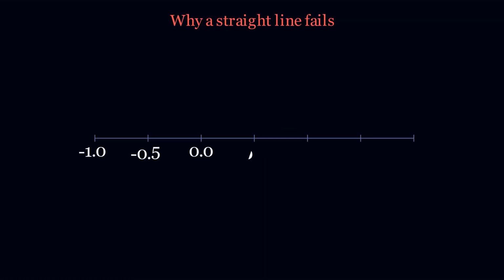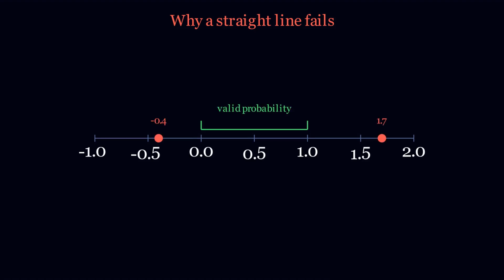Here's the problem. A straight line can produce any number. Give it enough evidence and it'll output 3.7, or negative 0.4. Those aren't valid probabilities. Probability has to live between 0 and 1. Worse, on a line, adding one more extreme point shifts the boundary for everyone. A straight line is genuinely not the right tool for a yes or no problem.